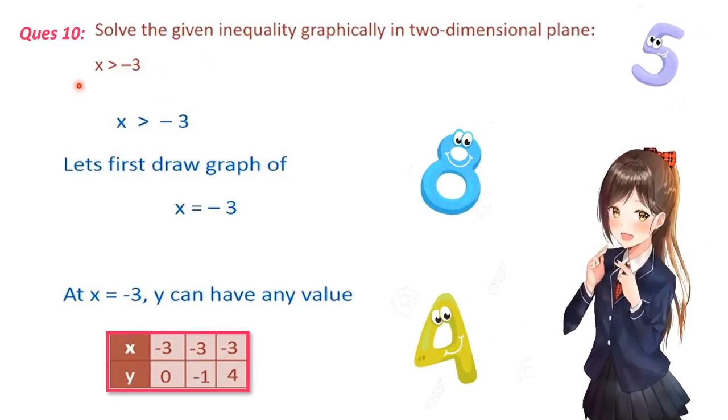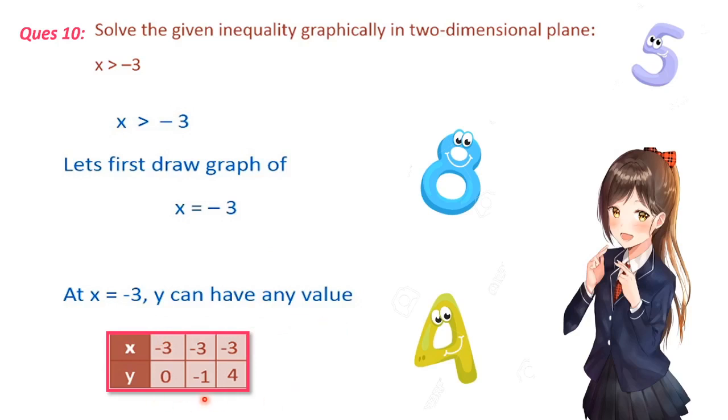Question number 10. Here x is greater than minus 3. So first of all, consider it as an equation. x is equal to minus 3. And we know very well how to make the graph of this. x is equal to minus 3. y can have any value.